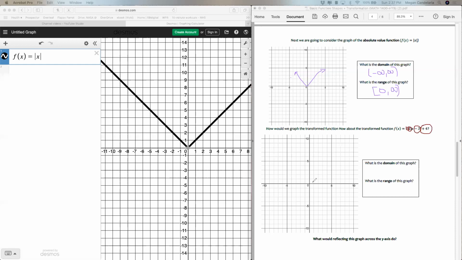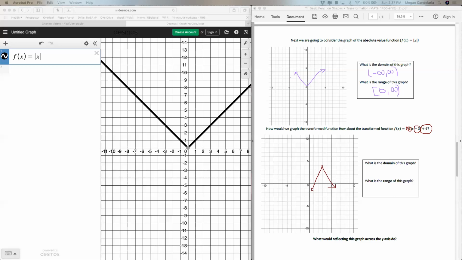So we're going to move right 3 and up 4. So there's where our little V is going to start. Now instead of opening upward, because we've done an x-axis reflection, our V is going to open downward, and it's also been stretched. So I'm going to draw it kind of skinnier than it was before. So there is a sketch of our transformed absolute value graph.